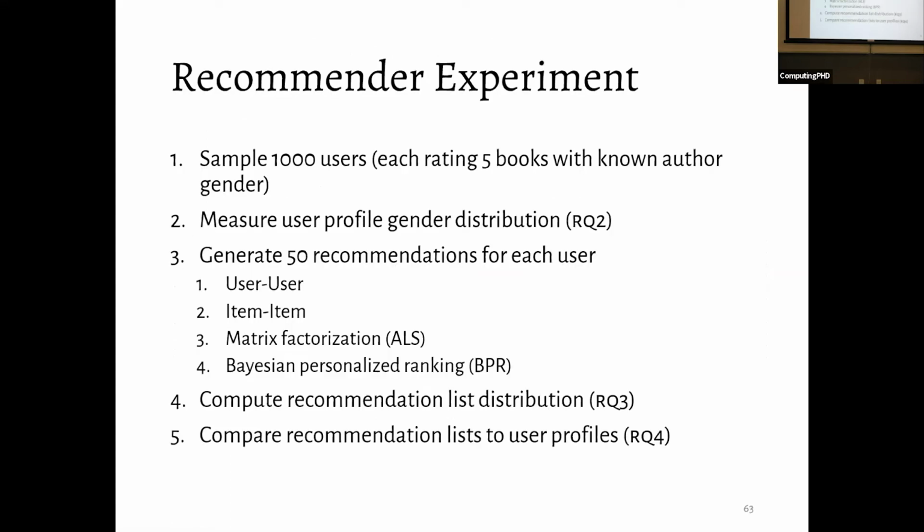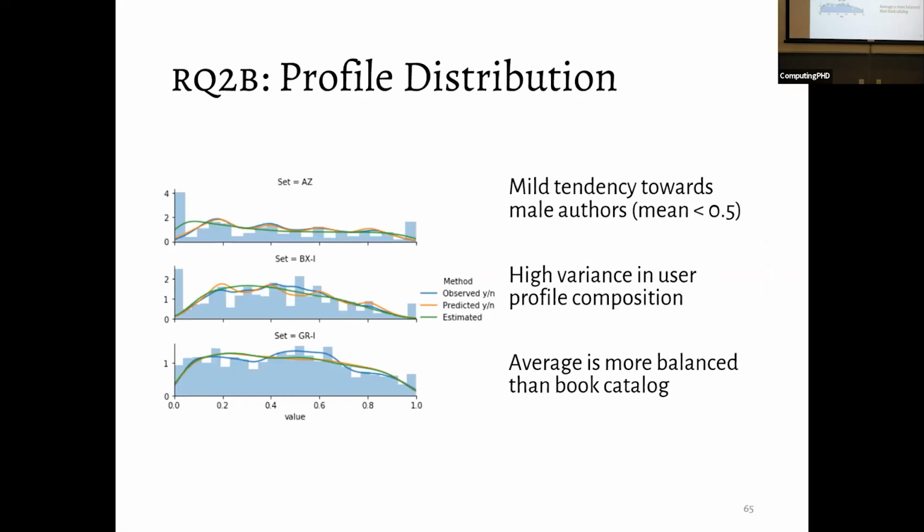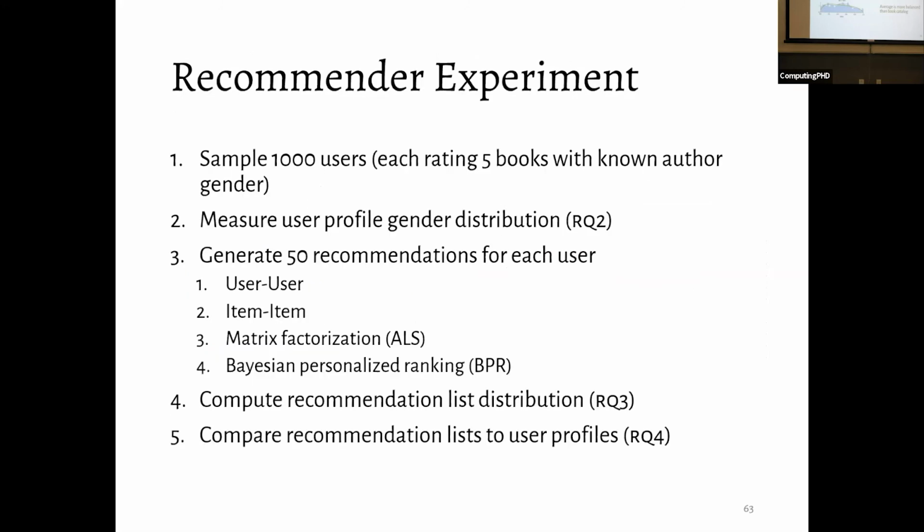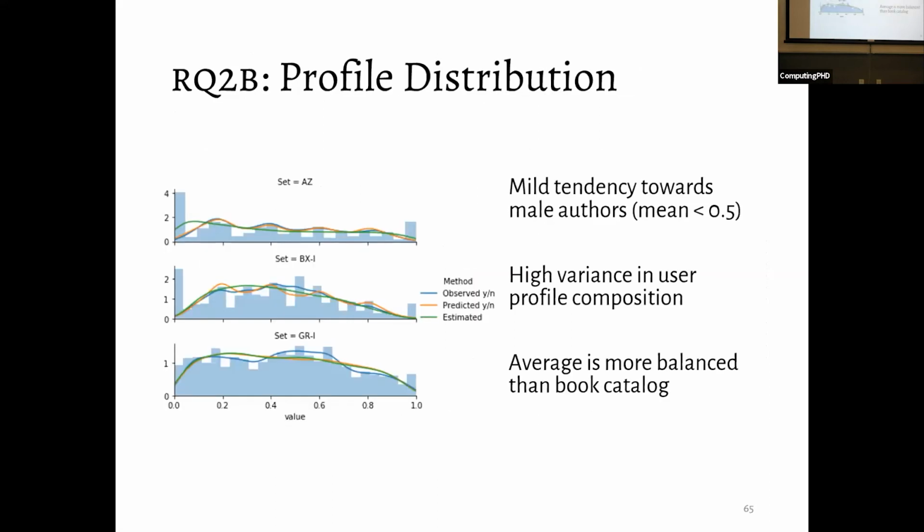We then generated recommendations for users and measured what the recommendation lists look like. We also looked at the individual profiles for these 1,000 users. So if I just look at all of the ratings, what is the gender distribution? But now if I look at each user, what's the gender distribution of their ratings? And I look at the average of that, it's pretty diffuse. Users are all over the map. The average is a little under 50% on each of these.